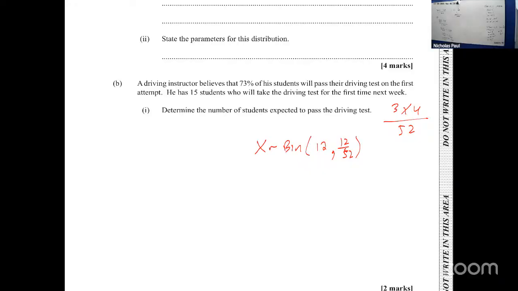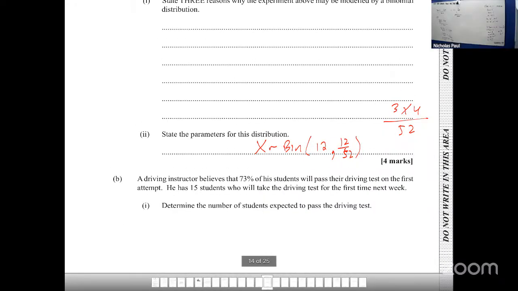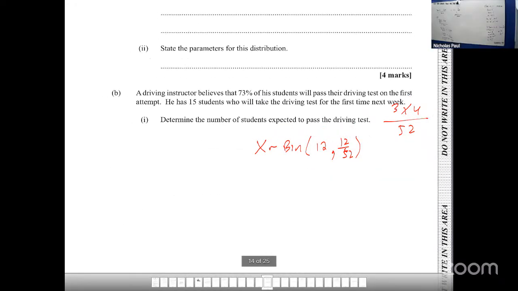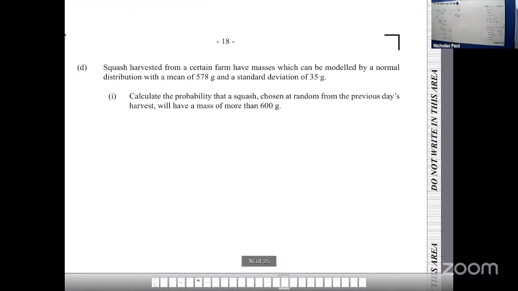Next part B. Oh wait, not related. Check part B. What are we doing after? We're doing B and C. We did D already, right? Yes, B and C then.